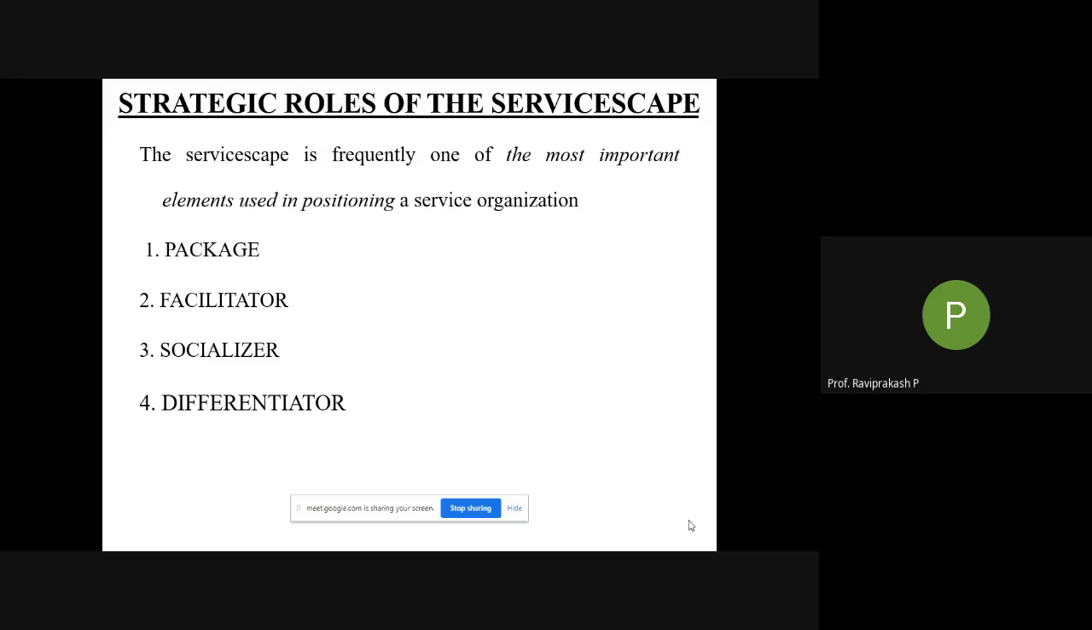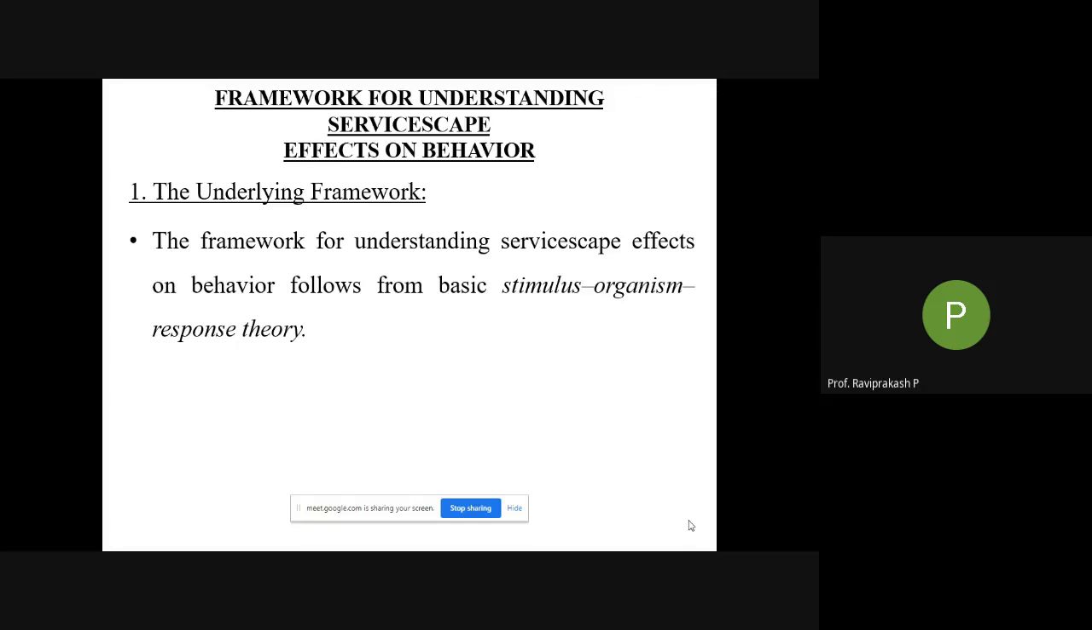First is the package, second is facilitator, third is socializer, and the fourth one is the differentiator. So the roles of servicescape are four different things. It works as a package. It helps in better understanding or better satisfaction of the customer. It helps in getting socialized, to speak and communicate with the employees as well as the other customers. And the last is it works as a differentiator from your competitors. Okay. Next is the framework for understanding servicescape effects on behavior.